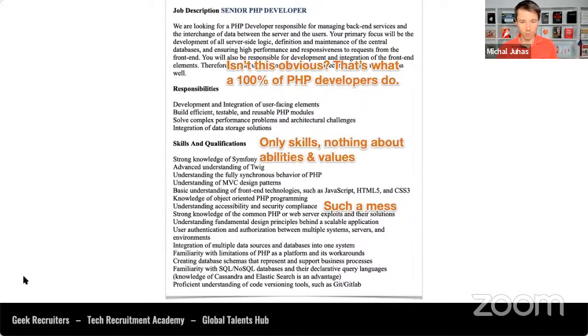The first sentence said, we are looking for a PHP developer who would be responsible for managing backend services and interchange of data between the server and the users. And I was like, well, but that's what every PHP developer does anyway. They focused on some hard skills. I mean, too many of them, very niche, detailed skills, which in the grand scheme of things don't really matter that much. Especially now, for the last few years, developers use pretty much the same tools. It starts somehow congregating in this sense.